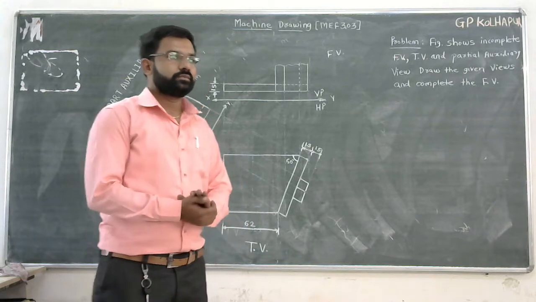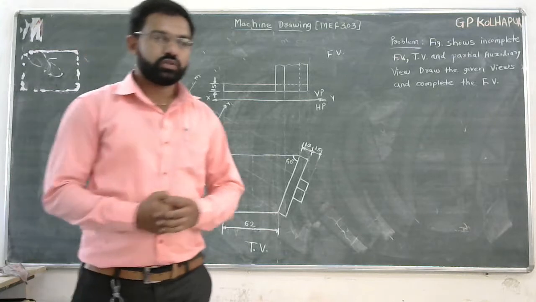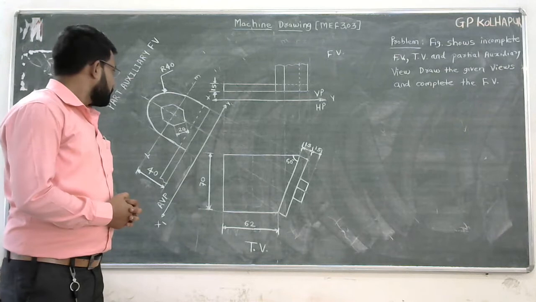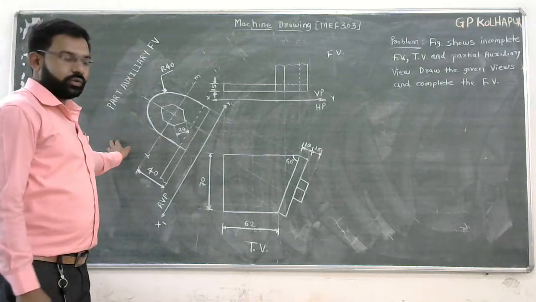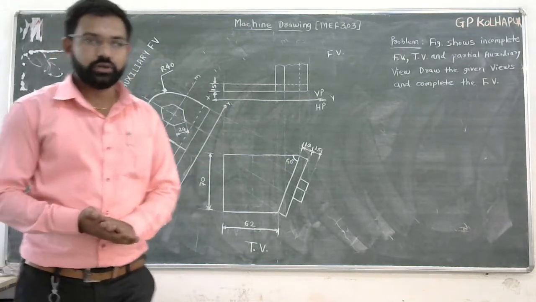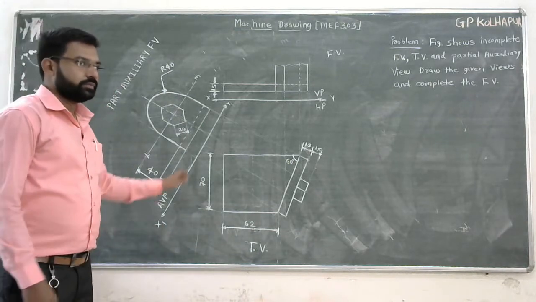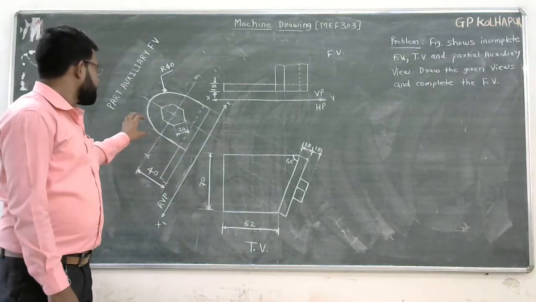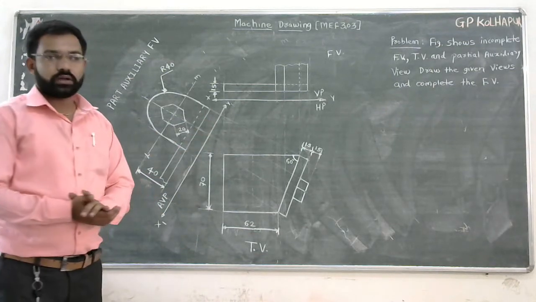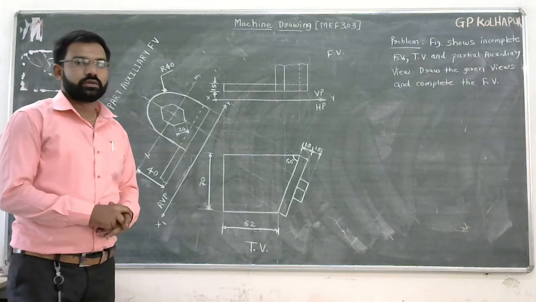Hello students, today we will see the next problem on auxiliary view. In this problem, you are given a partial auxiliary front view, a top view and an incomplete front view. So you have to redraw all three views, that is the partial front view and the top view, and complete the front view.